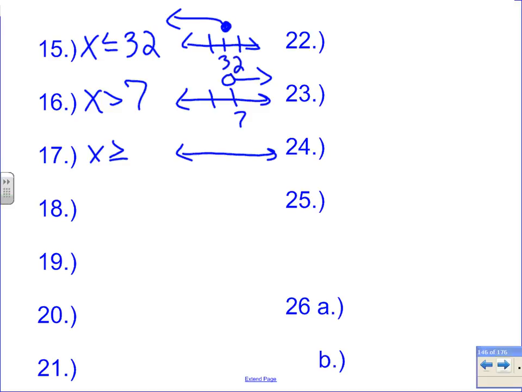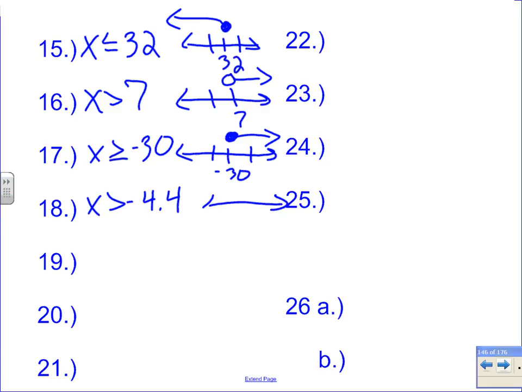Yeah, but the answer's wrong. I wonder why you guys are all getting this answer wrong. Emma M? Good. So what should your graph look like, or number line? Good. Okay, 18. Alyssa. Okay, what should your number line look like? Good. Empty circle going to the right.